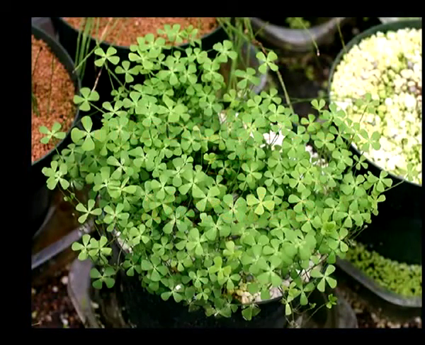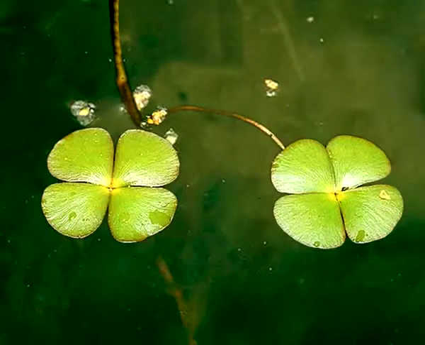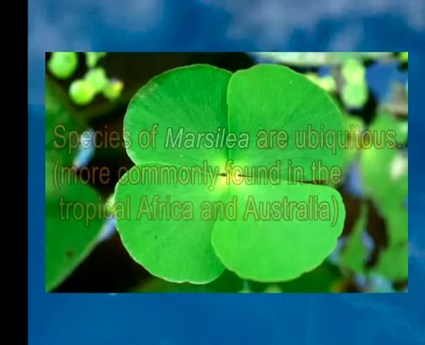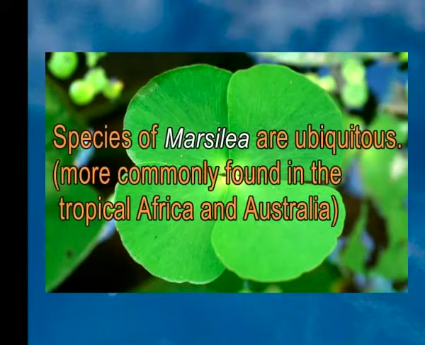Marsilea, a pteridophytic genus commonly known as water fern, usually grows in mud, shallow ponds and pools with the leaves floating on the surface of water. Its species are ubiquitous, that means they are distributed throughout the world but are more common in tropical Africa and Australia.